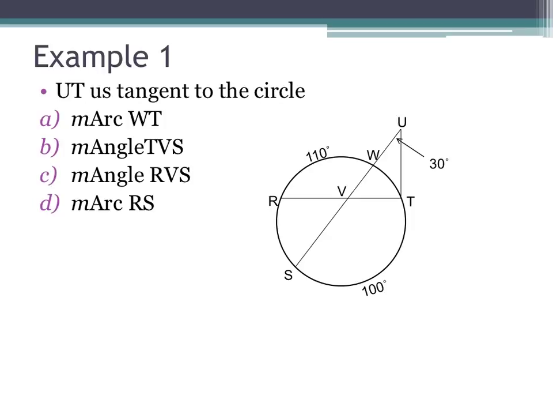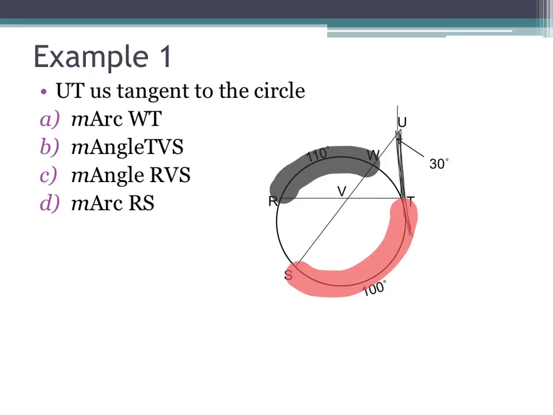Okay, so it says UT is tangent to the circle. So here, this would be a tangent line. Let's go through what it says. That one says it's the tangent, right? And then it gives you that arc WR is 110. It gives you arc ST is 100 degrees. And then it gives you that angle U over here is 30 degrees. So those are the pieces of information that you have.